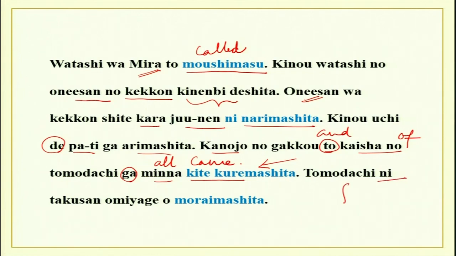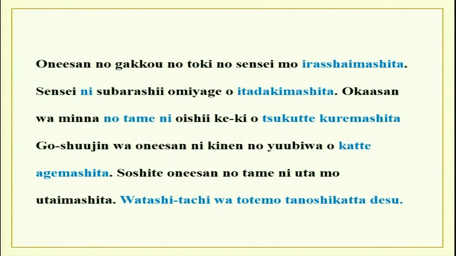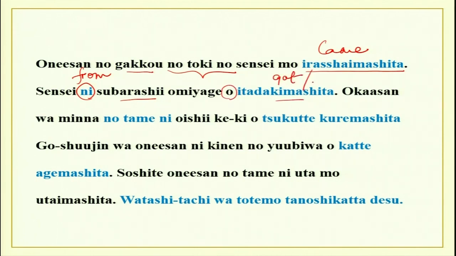Tomodachi ni, meaning from tomodachi, omiyage o moraimashita. Received, get. So, takusan omiyage o moraimashita. Presents o moraimashita. Now we have more over here. Onesan no gakko no toki no sensei mo irashaimashita. She came. Sensei ni, from sensei again, from sensei subarashi, exceptional, omiyage o itadakimashita. I got or I received.